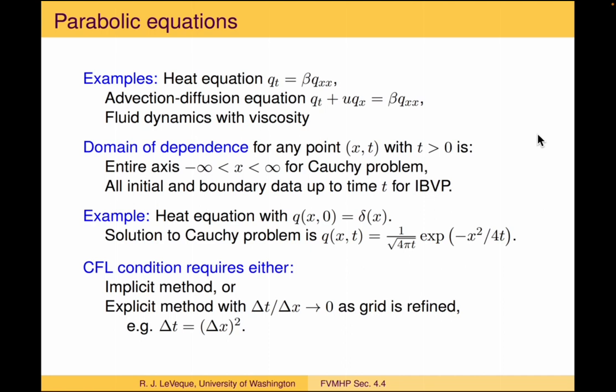So parabolic equations are typically more complicated to solve in that you often have to use an implicit method in order to get a method that's both stable and computationally efficient. Even though implicit methods are more work per time step, they're often more efficient than using an explicit method with the really tiny time steps that you often have to use for explicit methods in parabolic equations.